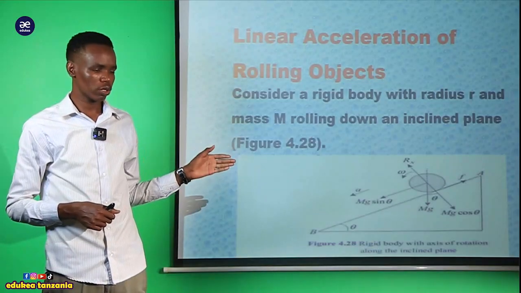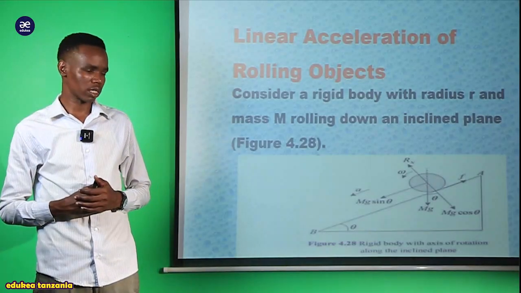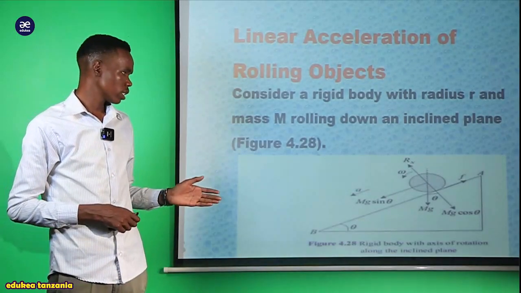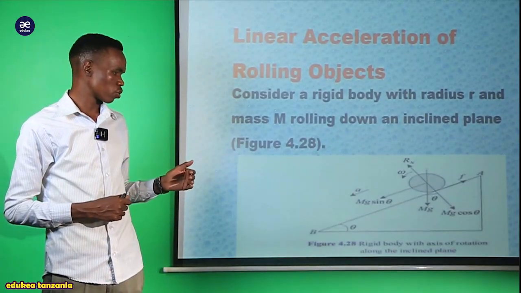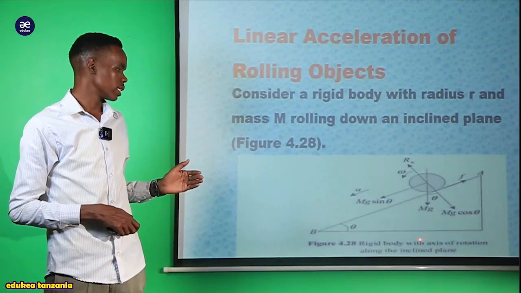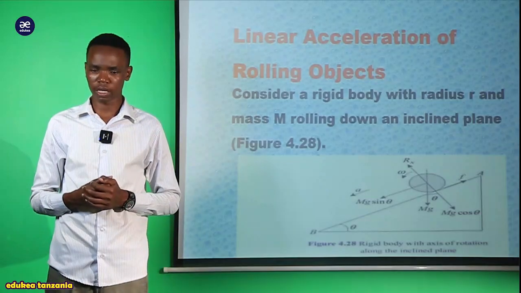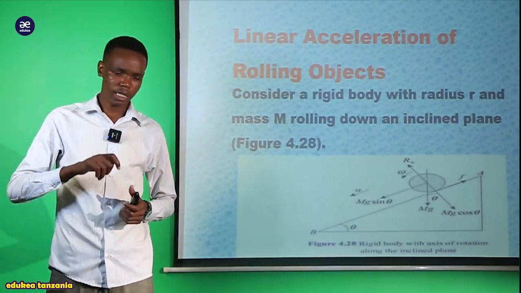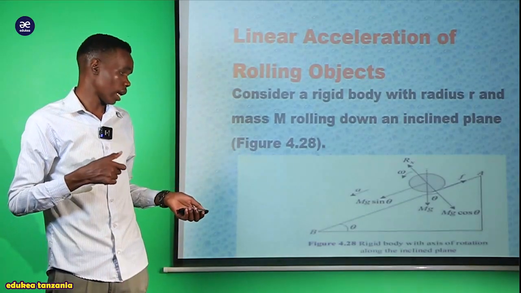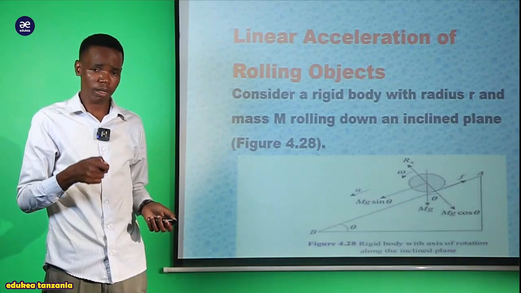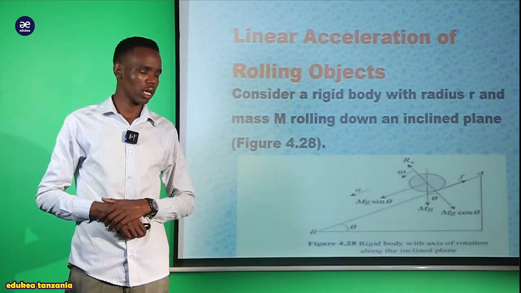That rigid body which we are talking about here is either the cylinder, or the disc, or the sphere, my dear students. So as we see in our figure number 28 here, the figure explains the rigid body that is rotating with the axis of rotation along the inclined plane. We have the rigid body rolling on an inclined plane. Along the inclined plane means that it is the only axis of rotation. That is what we try to observe in our discussion here.